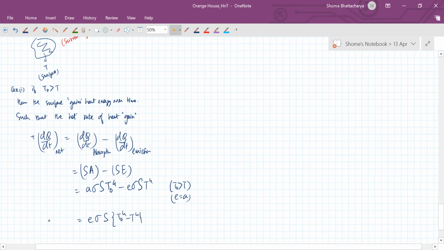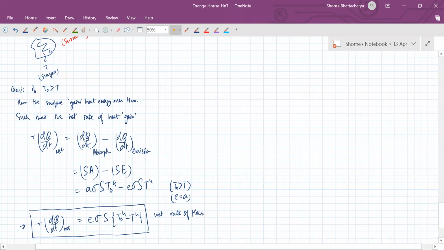So this becomes our net rate of heat absorption. Because it is absorption, we will write the net rate with a positive sign. So this is the net rate of heat gain in joules per second or watts.